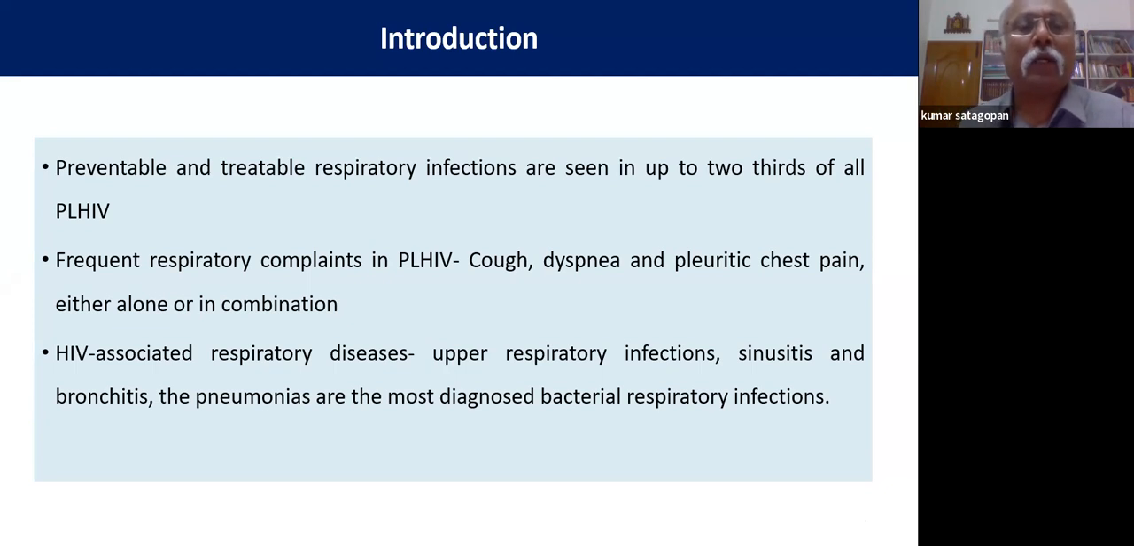Then, what are the frequent preventable and treatable respiratory conditions? Already you know, for the preventable ones, we are giving more importance to vaccines and chemoprophylaxis, which we are going to see in the ensuing slides. The frequent respiratory complaints are cough, dyspnea, pleuritic pain and others. HIV-associated respiratory infections are mainly upper respiratory infections, sinusitis and bronchitis. Bacterial pneumonias are still diagnosed, and they are still more common than in the normal population. Next slide.